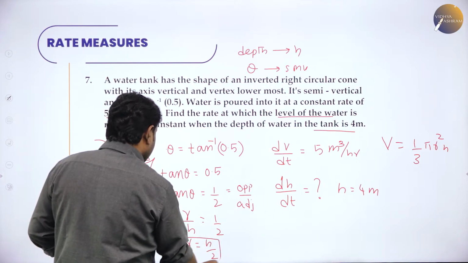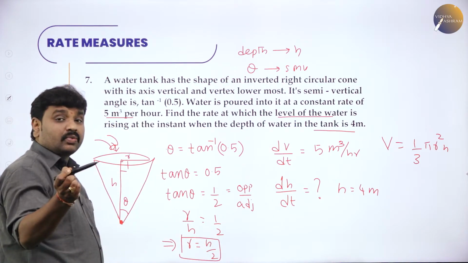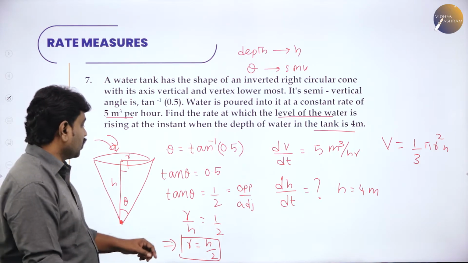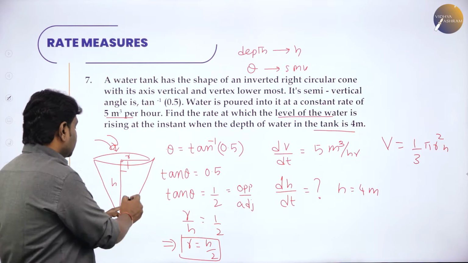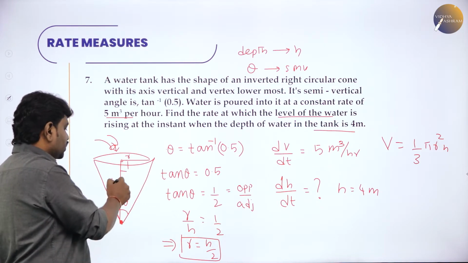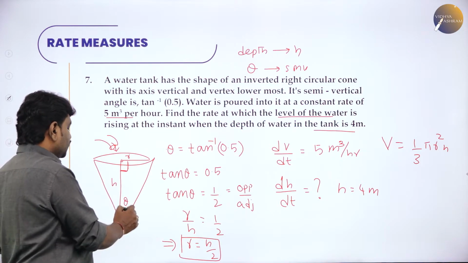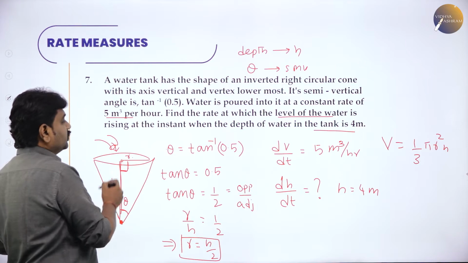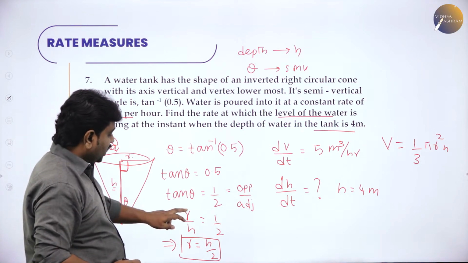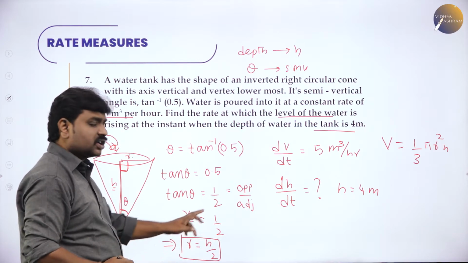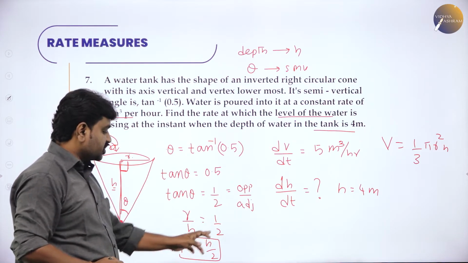What is r? H by 2. In last problem, r was 6h. But now r is h by 2. Are you able to follow? Instead of tan theta, I am writing r by h. Tan theta means opposite side. For theta, opposite is r. Adjacent is h, the side with 90 degrees, and the one on which theta lands is adjacent. So instead of tan theta we have written r by h. Instead of the tan theta value 0.5, we have written 1/2. If r by h is 1/2, then r becomes h/2.